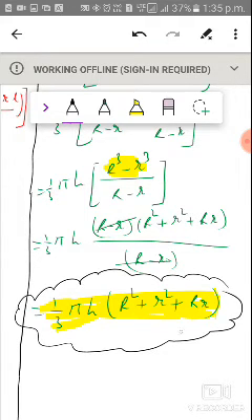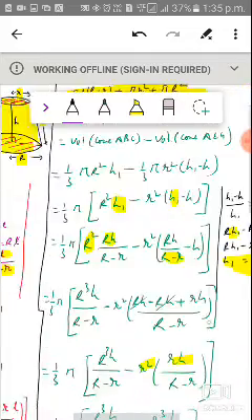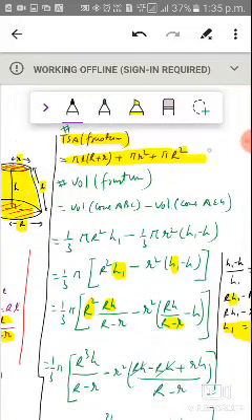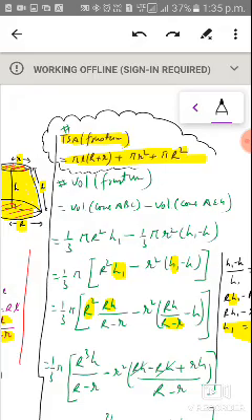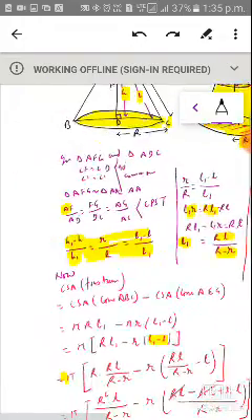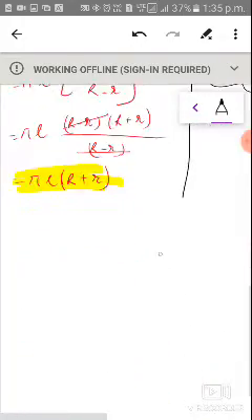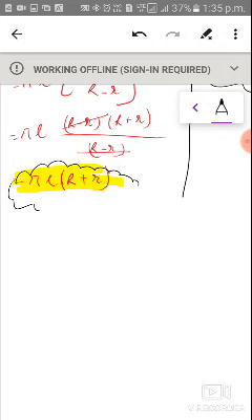So this is volume, this is TSA of a frustum, and here we have written the CSA of the frustum.